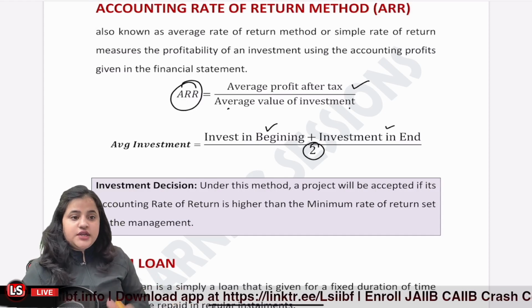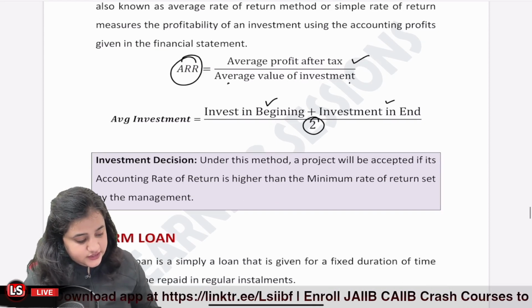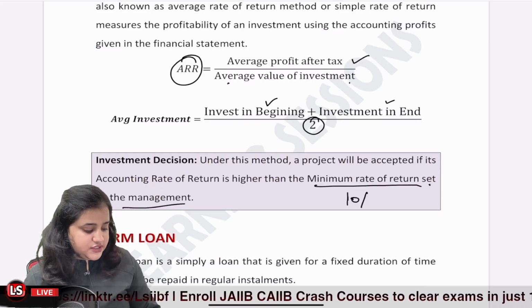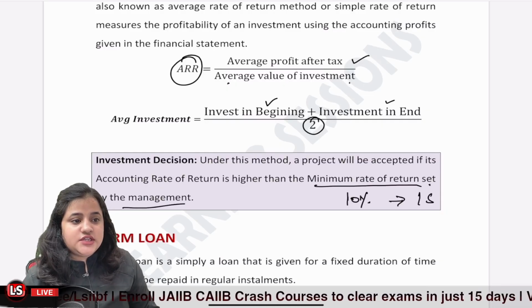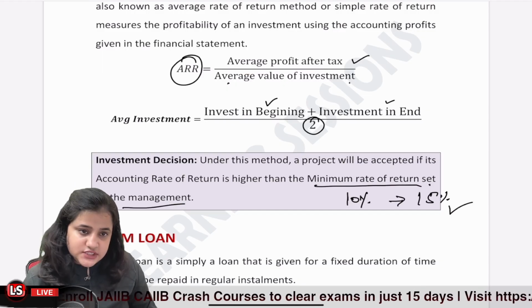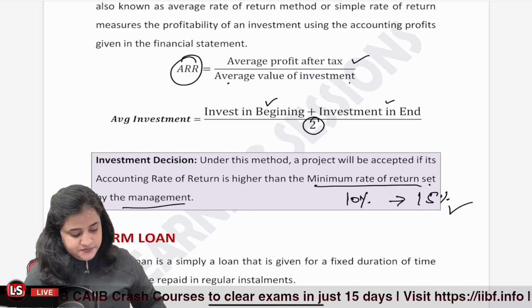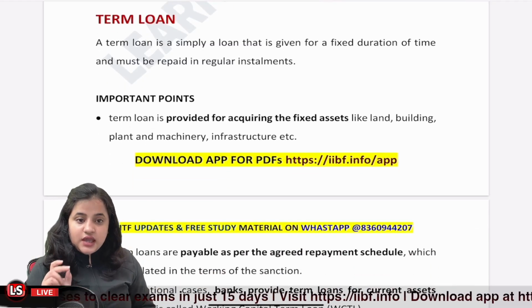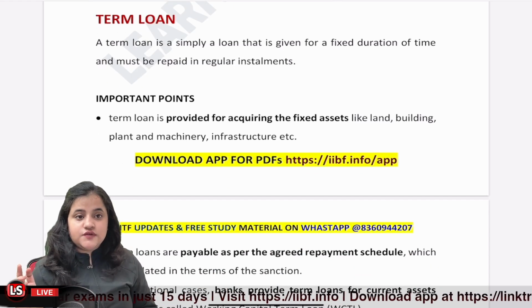So we can calculate ARR, and if it is higher than the minimum rate of return set by the management, we can invest. If management wants 10% return and the project is giving us 15% ARR, we can invest in this. This is a very simple method. So hope you're clear on all the methods: NPV, IRR, payback period, and the last one was ARR.